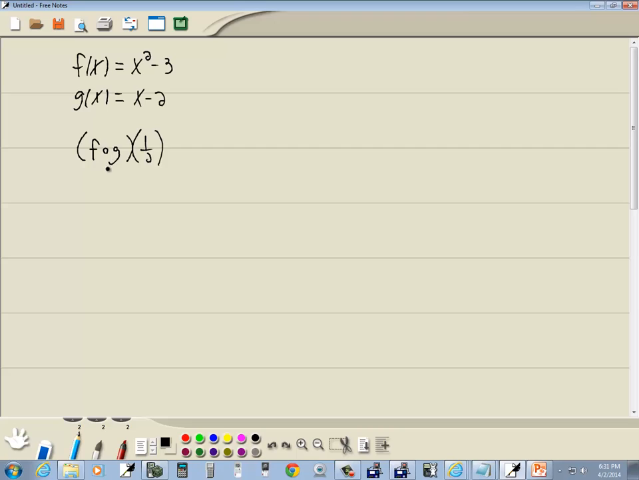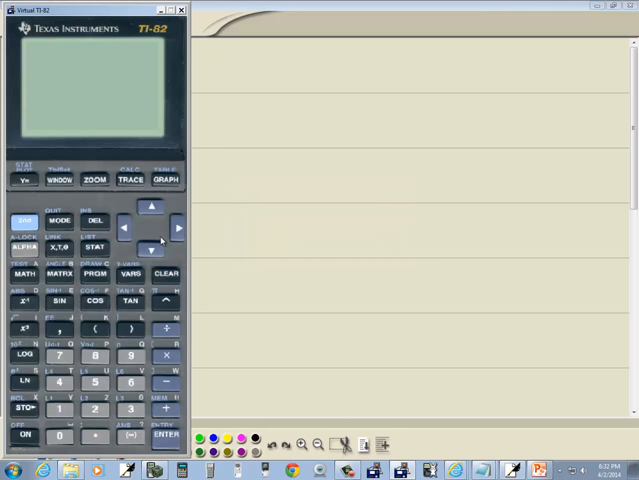Okay, first some notation changes. This notation here, composition of f and g, we can rewrite as f of g. And now this is the same as f of g of x, if I were to put all the notation in. But we're specifically plugging in 1/2 for the x. So that looks like this, f of g of 1/2. Okay, keep that in mind. And let's go to our calculator.